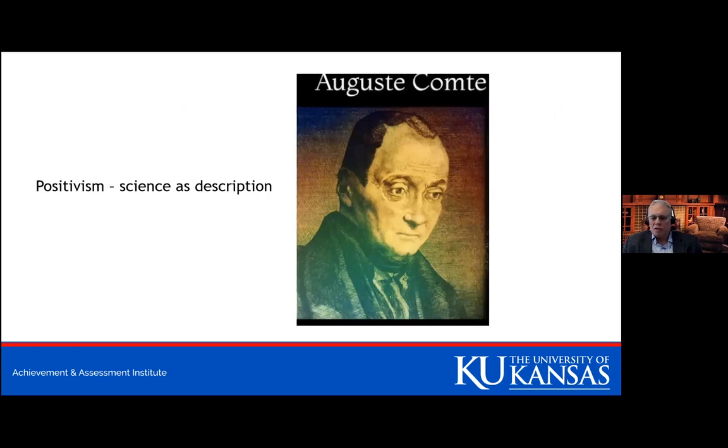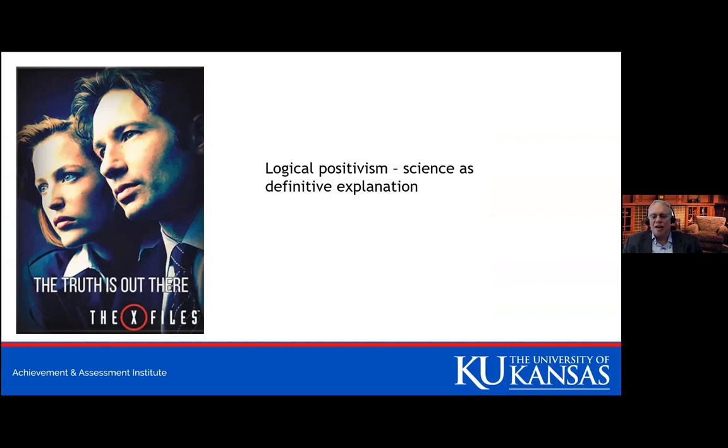Comte, who coined the term sociology, also created positivism, which he defined as the search for invariant laws of the natural and social world through observation, experimentation, and comparison. Logical positivism was an extension of positivism developed by the members of the Vienna Circle between 1924 and 1936. Logical positivism posited that only statements verifiable through direct observation or logical proof were meaningful, and that the truth was out there waiting to be discovered. Logical positivism is like the X-Files of philosophy.